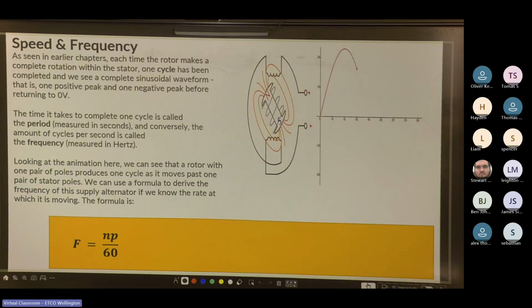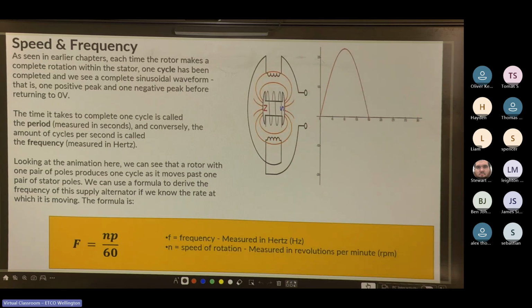Looking at the animation here, we can see that a rotor with one pair of poles produces one cycle as it moves past the pair of stator poles. We can use a formula to derive the frequency of the supply alternator if we know the rate at which it is moving. The formula is F equals NP divided by 60, where F is frequency measured in hertz, N is the speed of rotation measured in revolutions per minute, and P is the number of pairs of poles.